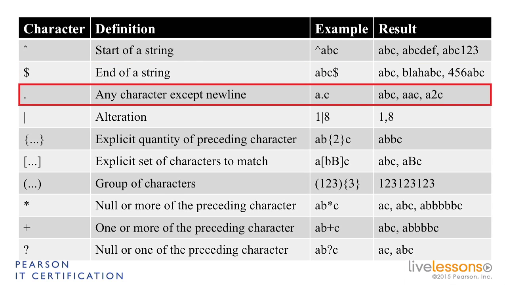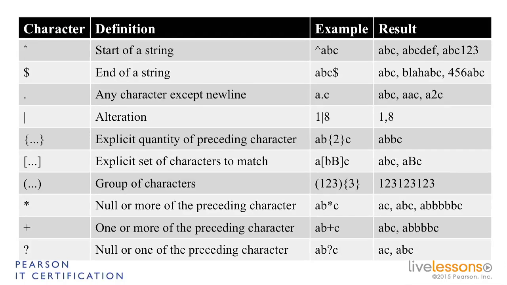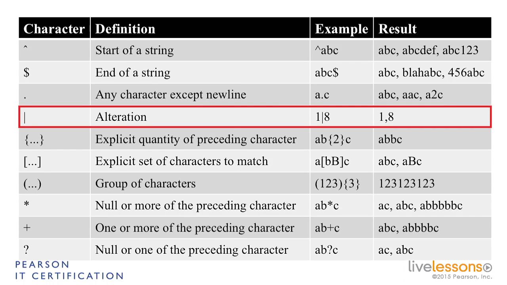Then we have the dot, which you can also call period, which matches any character except newline. So in A.C, you get a match on ABC and on AAC and on A2C. The period is really like the question mark that we've seen in globbing before, but now this is for a regular expression. And then we have the vertical bar, which in Linux is also known as the pipe. That is used for alternation. If you're looking for 1 or 8, you would write 1|8, and it would match lines containing a 1 and lines containing an 8.